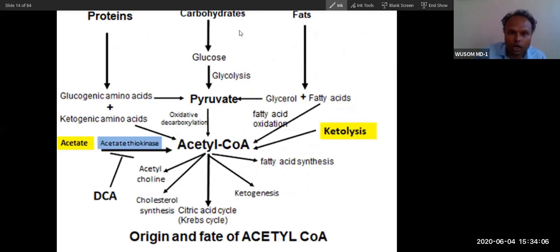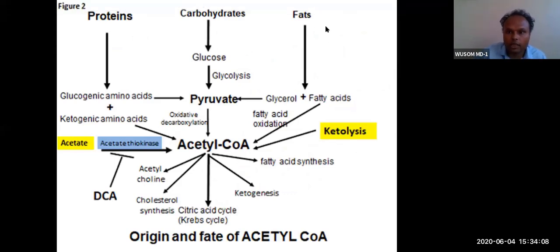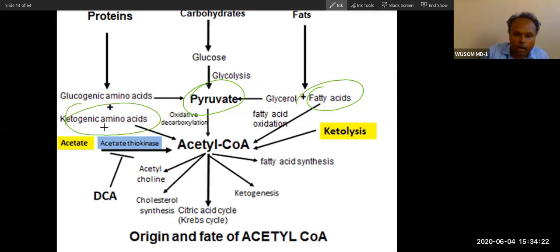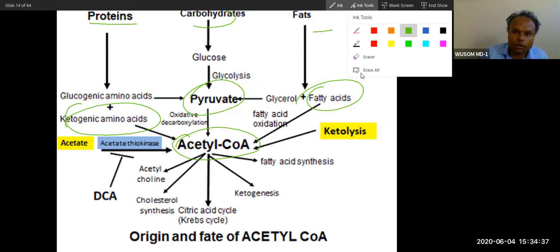Now let's talk about the fate of this acetyl coenzyme A also. Where do we get acetyl coenzyme A? You already know, we get acetyl coenzyme A mainly from pyruvate, also from fatty acid, and from amino acid, ketogenic amino acid also. So from protein, fat and carbohydrate, from all three sources we can get acetyl coenzyme A. So what is the fate of acetyl coenzyme A?